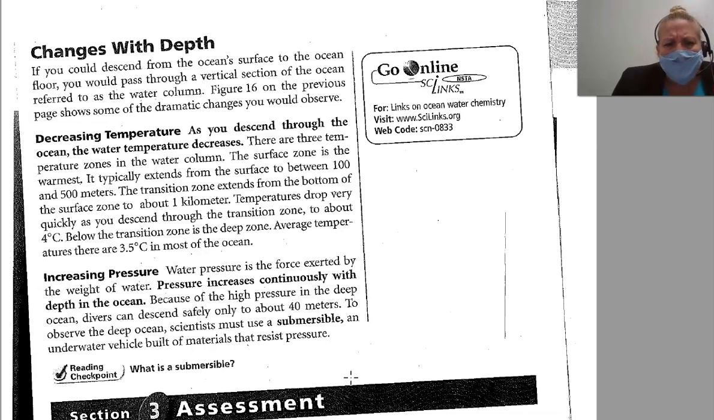Increasing pressure. Water pressure is the force exerted by the weight of water. Pressure increases continuously with depth in the ocean. Because of the high pressure in the deep ocean, divers can descend safely only about 40 meters. To observe the deep ocean, scientists must use a submersible, an underwater vehicle built of materials that resist pressure.